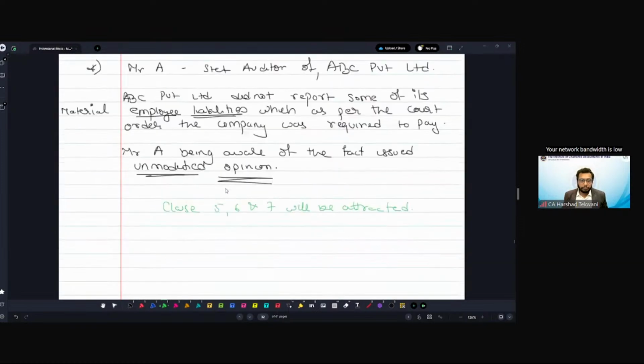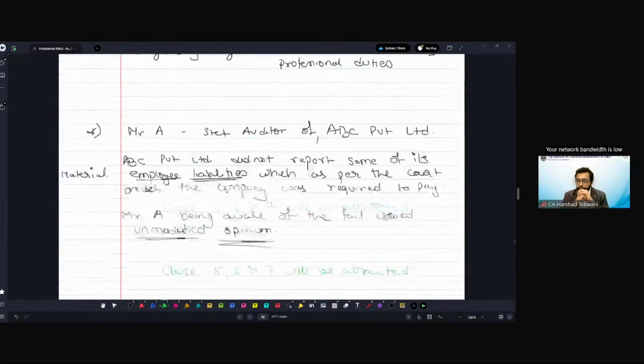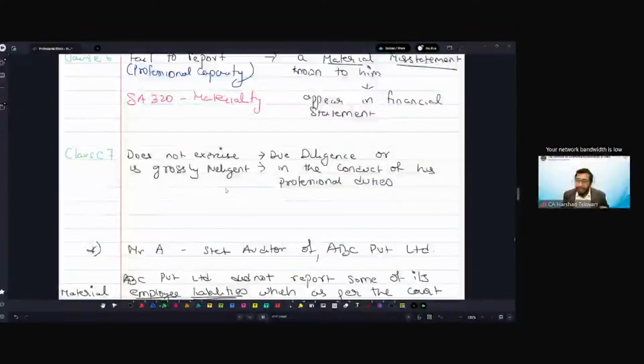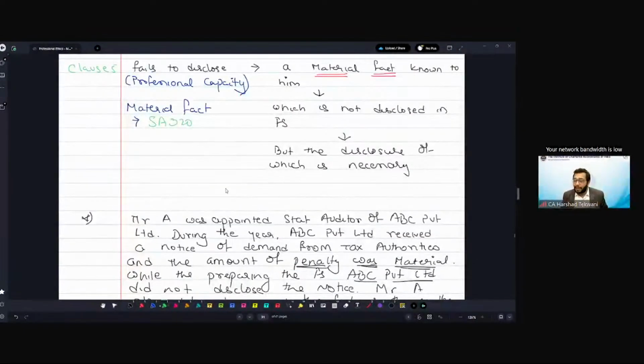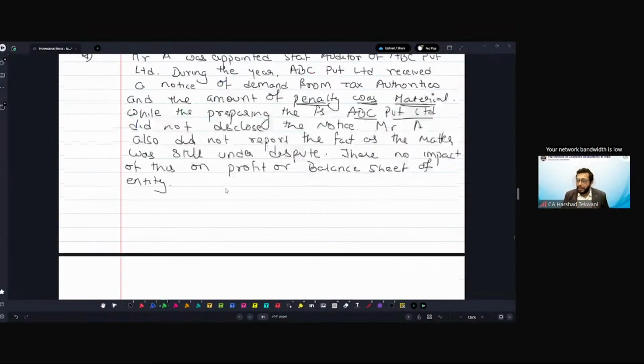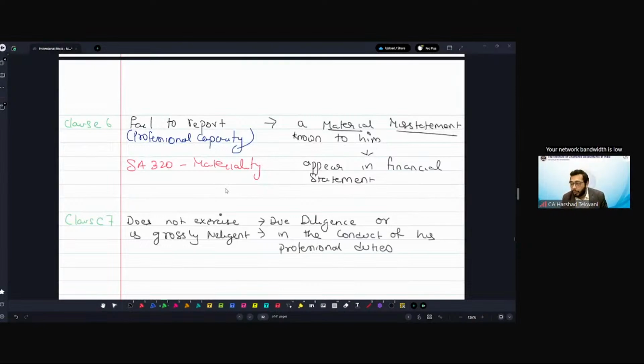Sir, but we have to mention additionally we attracted two more clauses, clause 6 and clause 7 in examination. See, again, that depends upon the question. Misstatement, and hence this clause will get attracted. So you have to write your answer in such a way based on the information given in the question.